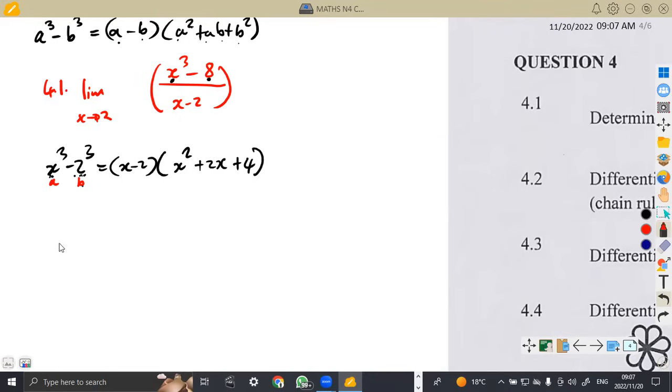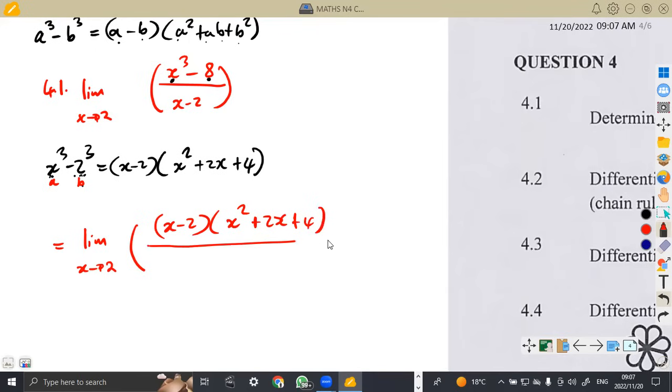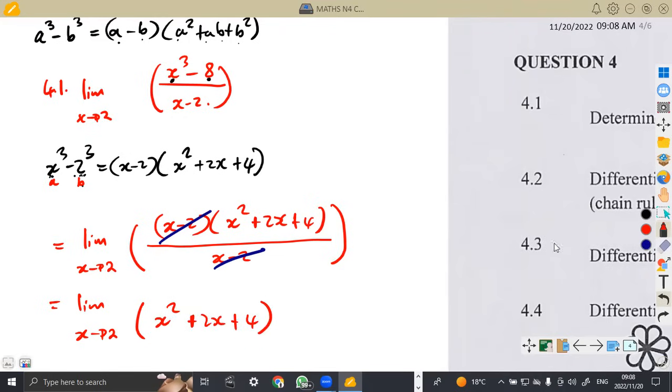So that means this limit was supposed to be written as the limit as x approaches 2 of x minus 2 into x squared plus 2x plus 4, everything over x minus 2, which is the one that we have in the denominator. As you can see, x minus 2 is going to cancel out. So we are left with the limit as x approaches 2 of x squared plus 2x plus 4. Now we can try the limit.